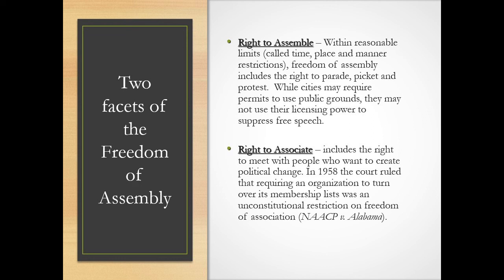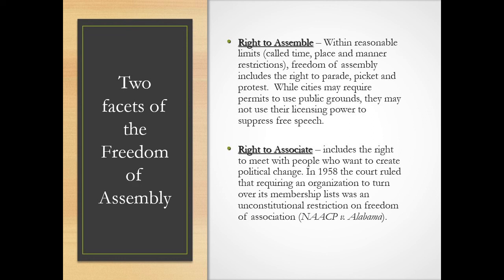So, I have the NAACP in 1958, who sued the state of Alabama, who wanted their membership rolls. Yeah, 1958. The state of Alabama wants the NAACP's membership rolls. Not a good combination. And so they sued, and they won. Because the right to associate is considered private. Your association is private. And the state can't compel a private organization, in this instance, to come out and give them their membership rolls.